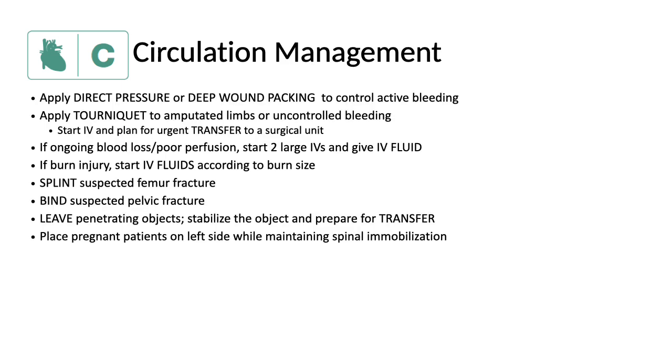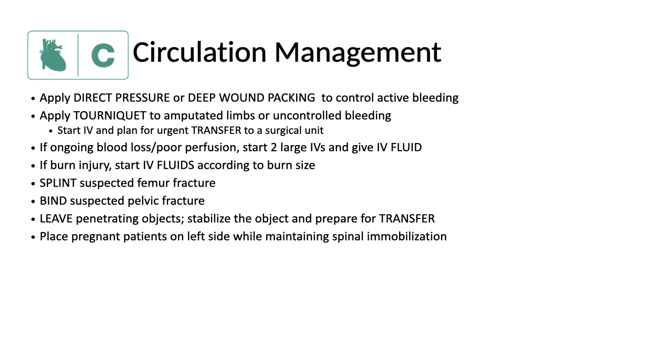For circulation management, when there is an obvious bleeding, apply direct pressure or deep wound packing to control active bleeding. You can apply tourniquet to amputated limb or uncontrolled bleeding, and try to place peripheral line with large pore cannulae. Start IV and plan for surgical assessment. And if ongoing bleeding, in addition to fluid resuscitation, prepare blood. In patient with burn injury, start IV fluid according to the burn size.